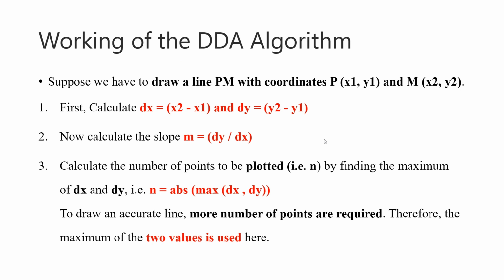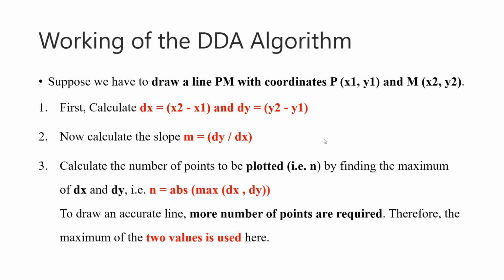We have two points, P and M. P is (x1, y1) and M is (x2, y2). First, we need to calculate dx, which is x2 minus x1, and dy, which is y2 minus y1. Now calculate the slope m equal to dy by dx.